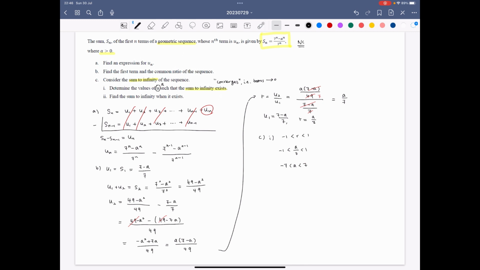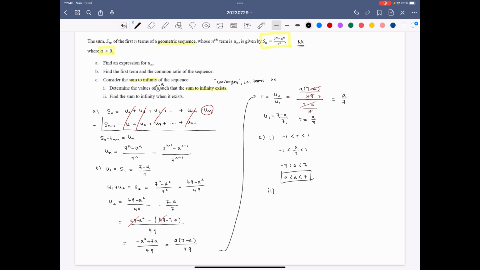I warned you in the beginning that when you have restrictions given in the question, you have to be careful. So we were given that A is greater than 0, so we have to combine that with what we found. Okay, that's my cat again. So we are left with this. Okay, so find the sum to infinity when it exists.